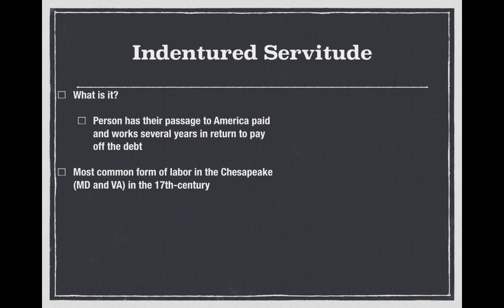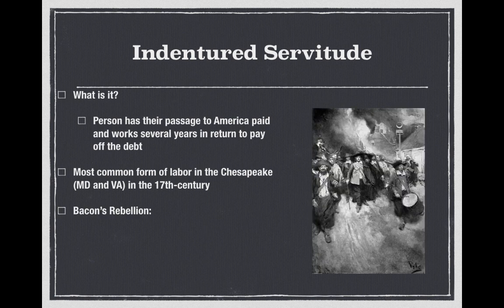Now in the 17th century, the early 1600s, this was the most common form of labor in the Chesapeake. We talked about the Chesapeake in the last video. That's Maryland and Virginia. So a large portion of farmers in the Chesapeake were indentured servants. Now that's going to change in 1676 with Bacon's Rebellion.